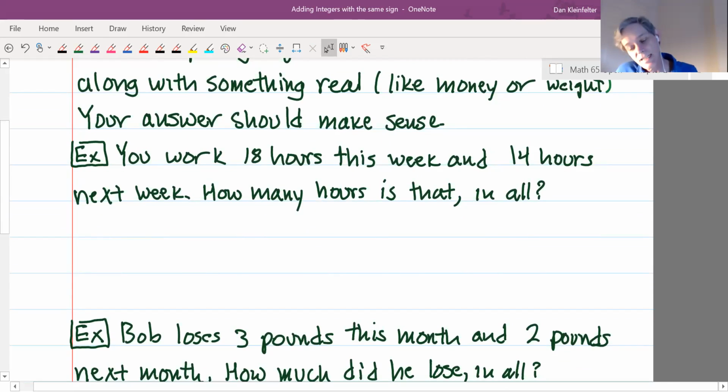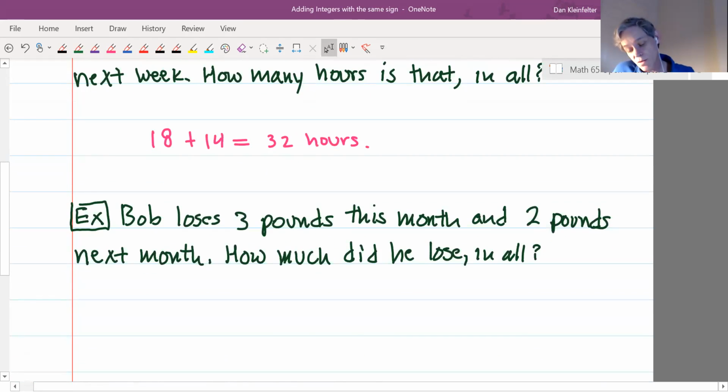Okay, suppose that you work 18 hours this week and 14 hours next week. How many hours is that in all? Well, it should be pretty clear that if we have 18 hours one week and 14 hours the next week, that's 32 hours. We're just adding together two positive numbers. Okay, Bob loses 3 pounds this month and 2 pounds next month. How much is that in all? Well, we can represent the first loss with a -3. The second loss is a decrease of 2 pounds. So -3 pounds plus -2 pounds is a total loss of 5 pounds. Okay, so we lost 5 pounds altogether.